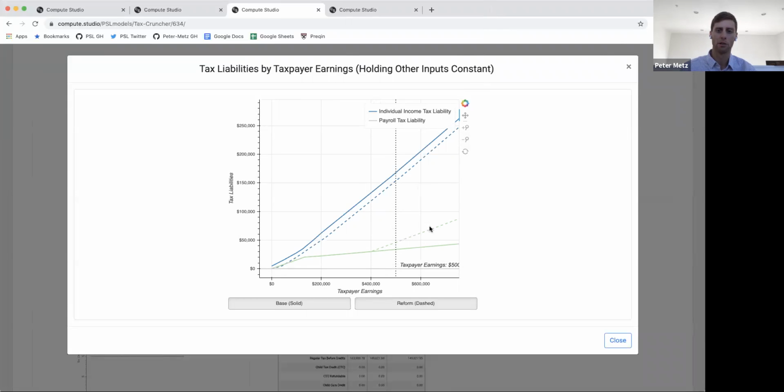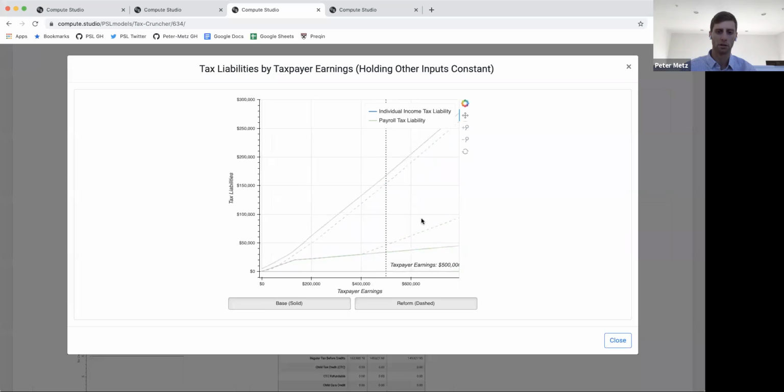And so we can see how these things balance each other out across different incomes.